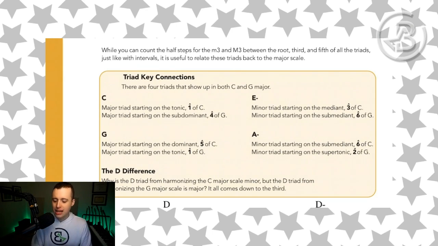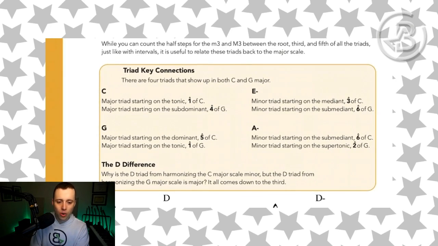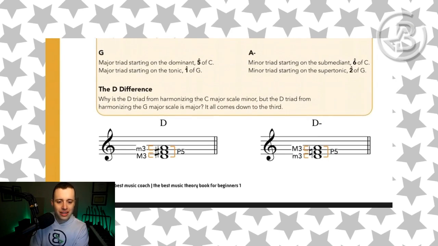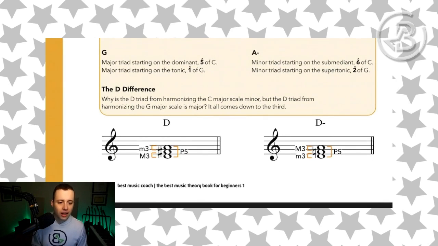that we're going to have common chords that show up. Now, the one chord that is a big difference between a harmonized C major and a harmonized G major scale is the D chord. And the D chord difference all comes down to the third, because of the F sharp in the G major scale and the F natural in the C major scale. This has been a lesson on cosmic chord connections, and I will see you in the next lesson.